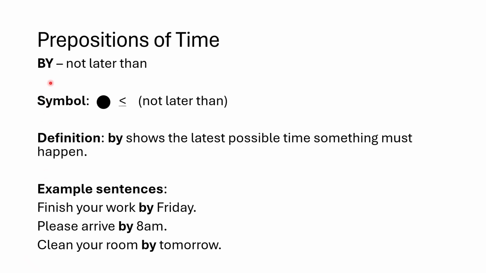The preposition by indicates not later than. Here is a symbol that illustrates not later than. This is the definition. By shows the latest possible time something must happen. Listen to the example sentences.